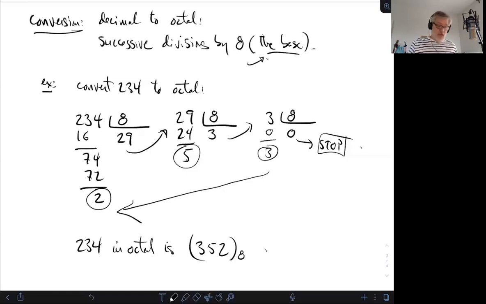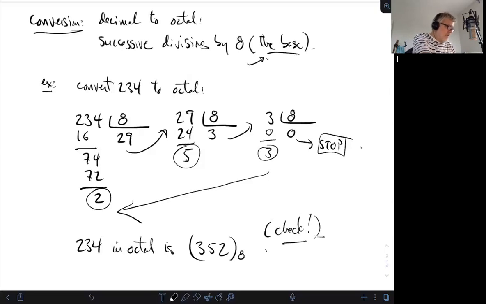Okay, and you can check. You should check if you're asked to do this, right? So how do you check? Well, you expand the octal, right? 3 times 8 power 2 plus 5 times 8 power 1 plus 2 times 8 power 0, and you should get 234. Okay, so basically there's really nothing new here except that we're using 8 as our base rather than 2 or rather than 10.